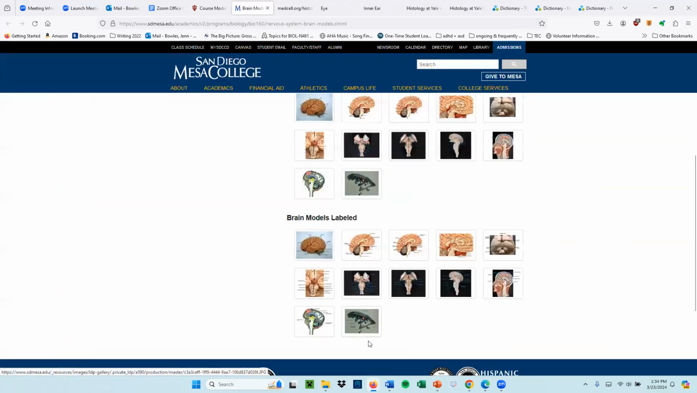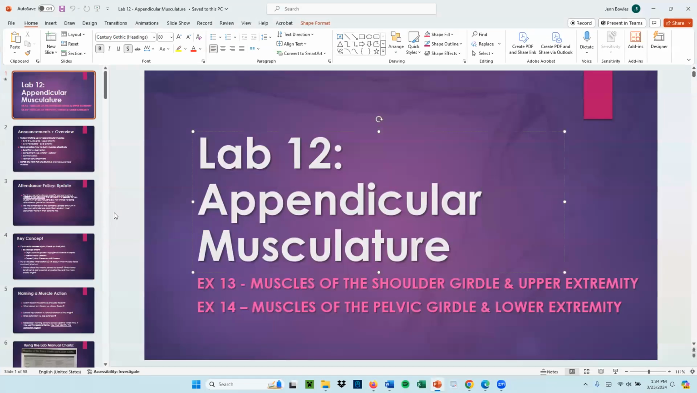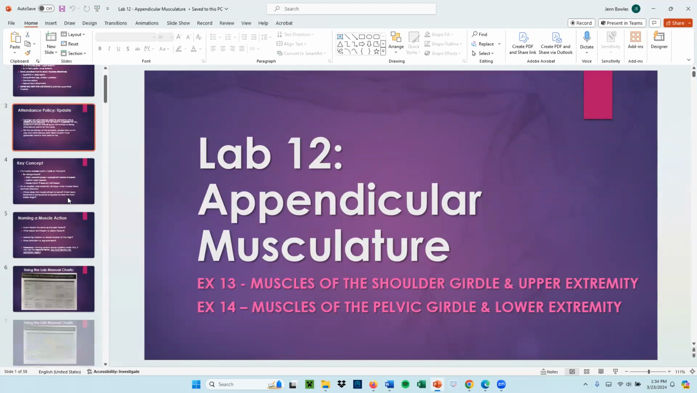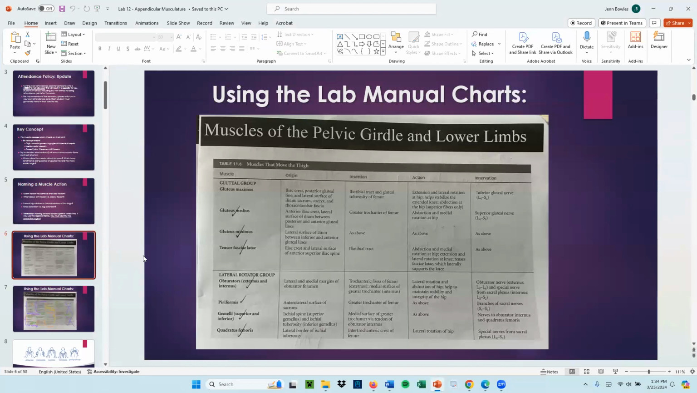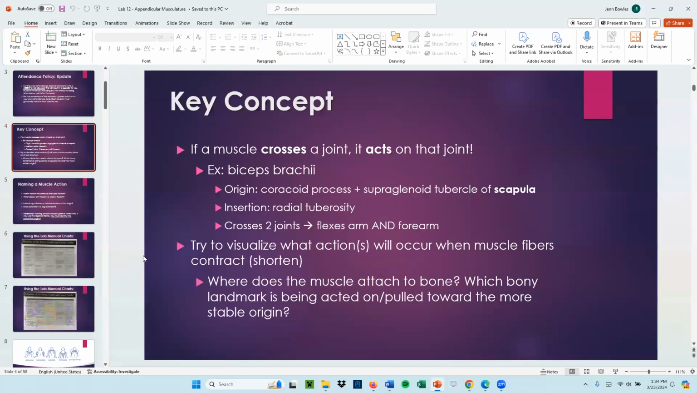All right, moving on through to appendicular muscles. This is where you're going to spend most of your time when you are studying for the muscle portion of the exam. I've talked a lot in class about how to study muscles. I would recommend going through these first slides again, just to remind yourself, try to visualize what actions are happening at a muscle. That can help you on the exam.